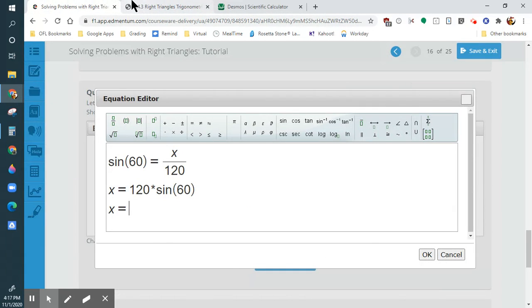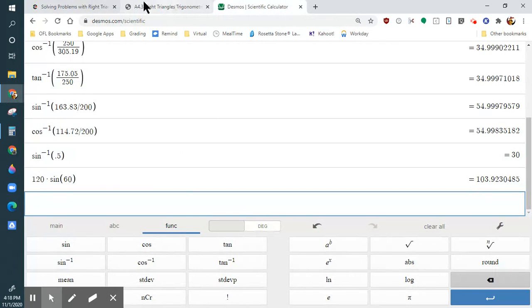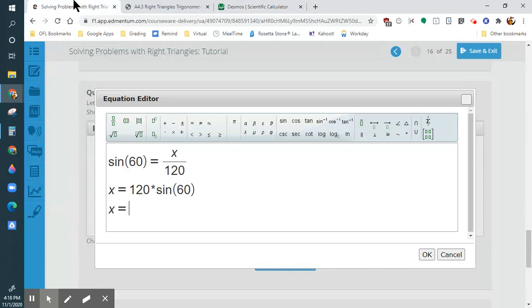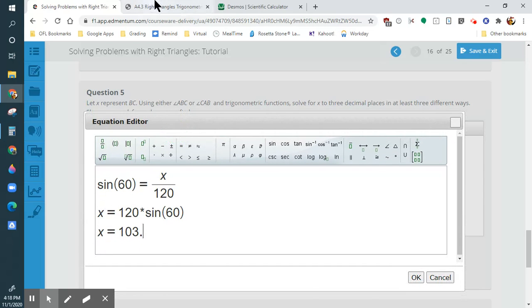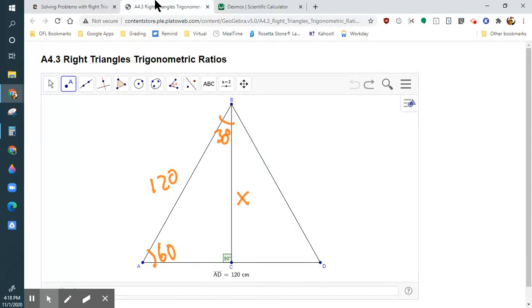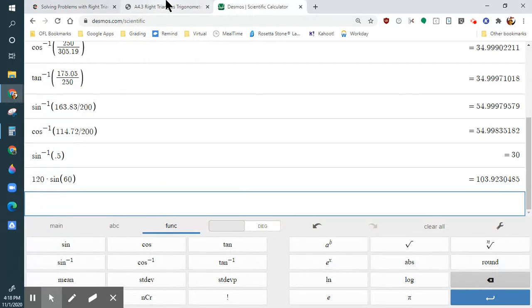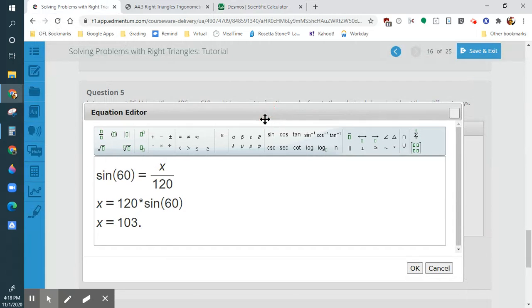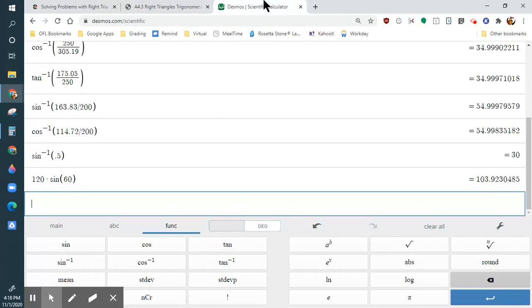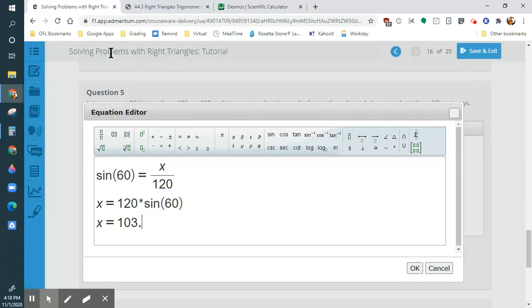Oh, okay. This makes a little more sense. I was super confused right now. I'm going to say 103 point. Oh, it says decimal places. We haven't solved for this yet. Find 3 different ways. Oh, 3 different ways. Okay. Now I see. 3 decimal places, 3 different ways. 0.923.